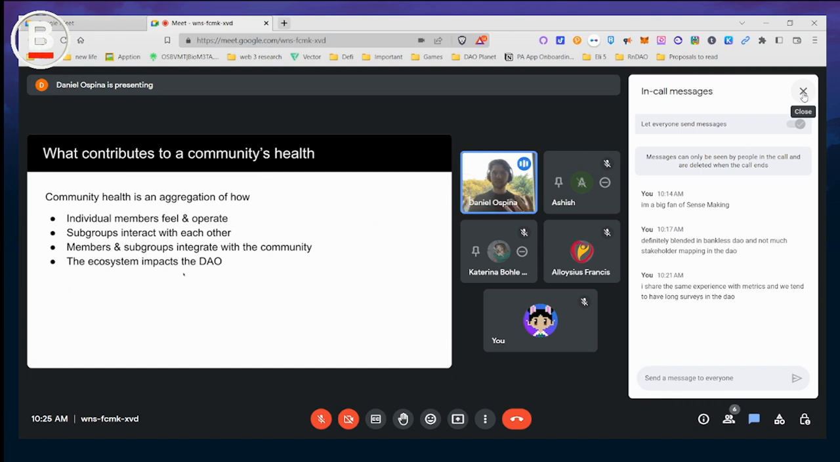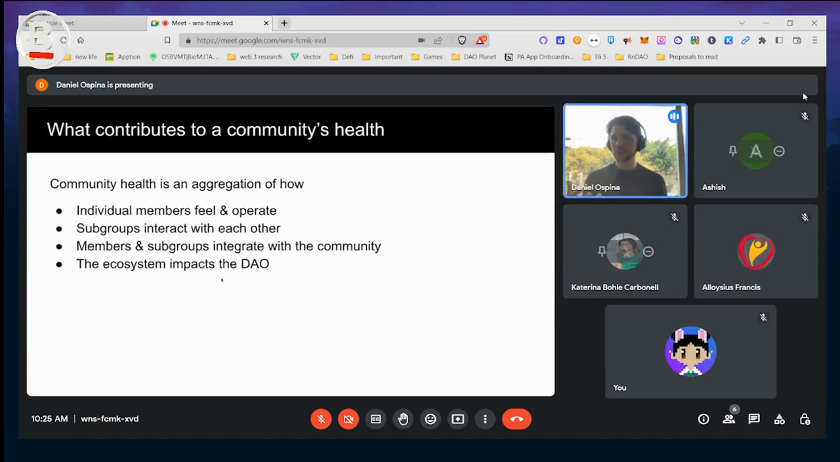So in the framework, what we're saying is that community health is an aggregation of how individual members feel and operate within the DAO. So we're gathering perception data, and this is where we use micro surveys, like really, really micro, that are recurring. So we don't go as much into survey fatigue, but at the same time, we can gather perception data and understand how people are interpreting the behavior, the events. Essentially, we can map the messages and so on, but we also want to understand how people are seeing that. And the only way is really to ask them. So we ask them these micro surveys.